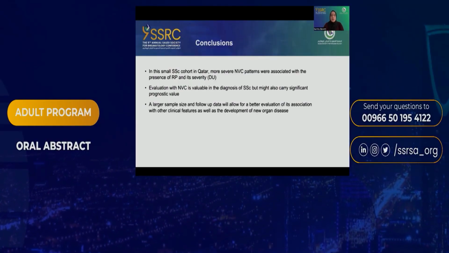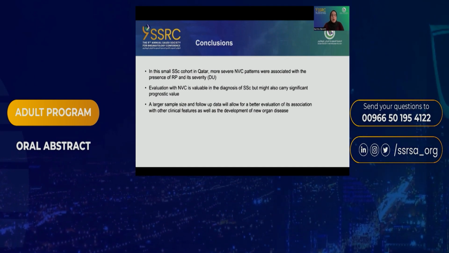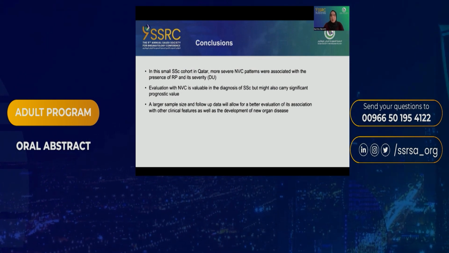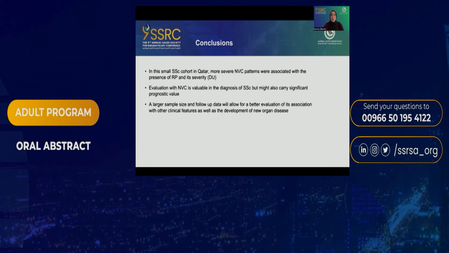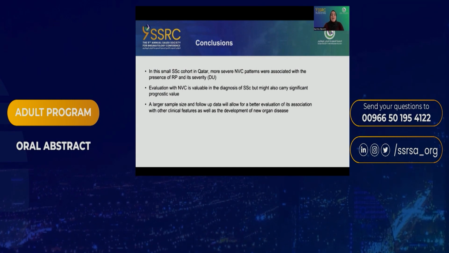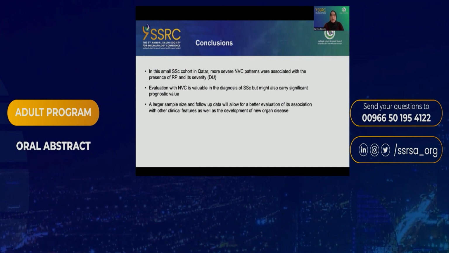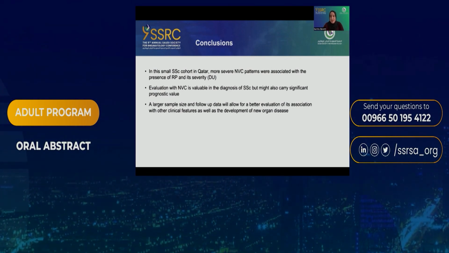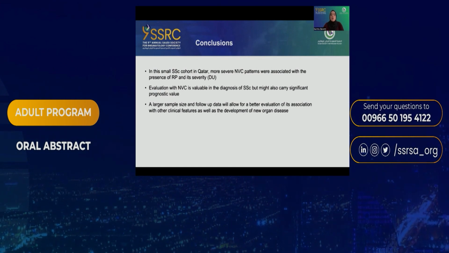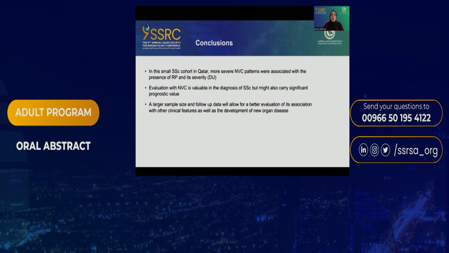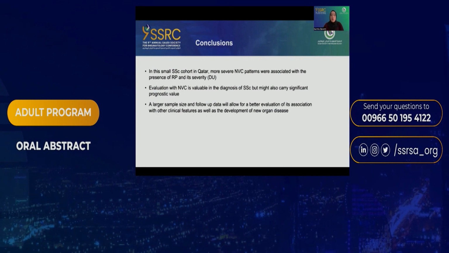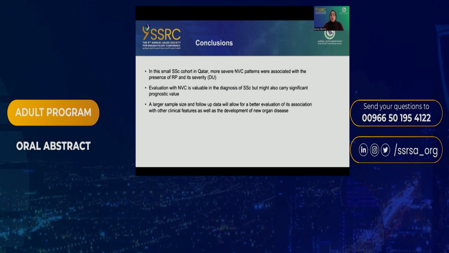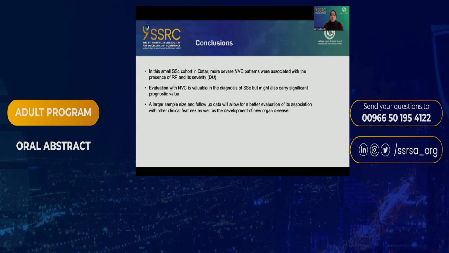In conclusion, we did see in this cohort of patients in Qatar more severe nail fold videocapillaroscopy patterns in association with the presence of Raynaud's phenomenon and its complications in the form of digital ulcerations. The evaluation of nail fold capillaries carries an important diagnostic value, but needs to be recognized as potentially having important prognostic value as well. And hopefully, with a larger sample size and follow-up data, we will better assess the association between clinical features, new organ development, and these patterns and parameters.